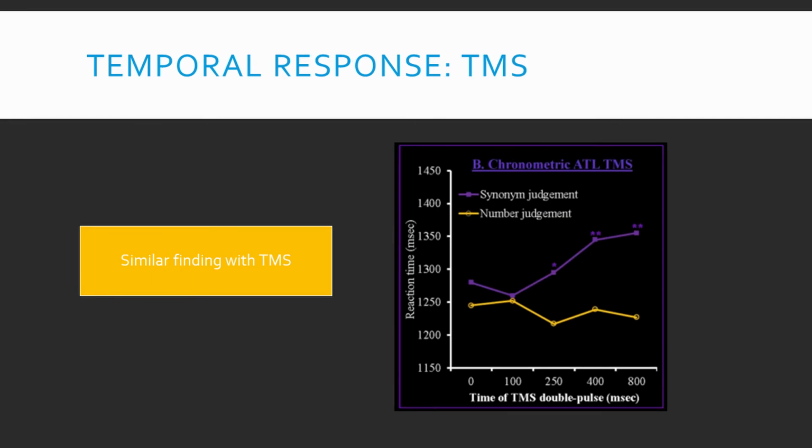And similar results have been found using transcranial magnetic stimulation, so TMS. In this graph, you can see that there is activation after 250 milliseconds, only for the detailed semantic information. This is represented by the purple line.